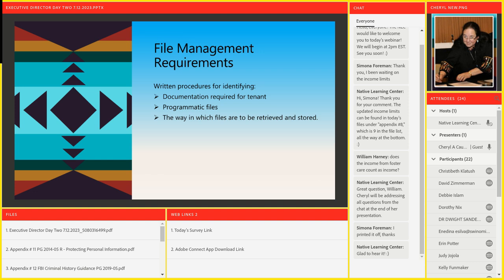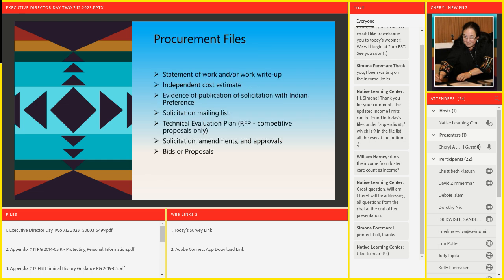And a written procedure. You need a written procedure for identifying documentation required for your tenant files, your programmatic files, and the way in which files are to be retrieved and stored. A statement of work for procurement, your SOW, your work write-ups, you keep your independent cost estimates, your evidence of publication and solicitation with Indian preference, your solicitation mailing list, your technical evaluation plans for your RFPs, competitive proposals only, your solicitation amendments and approvals, and your bids and proposals.